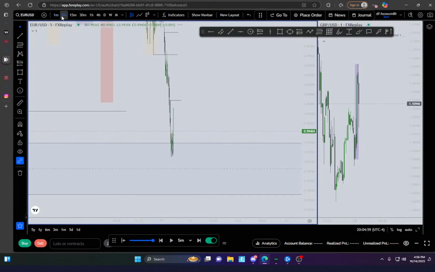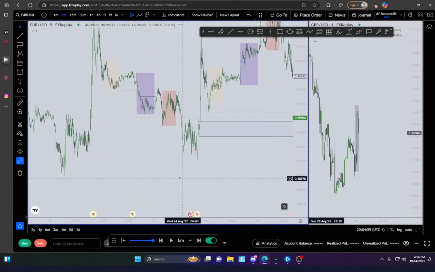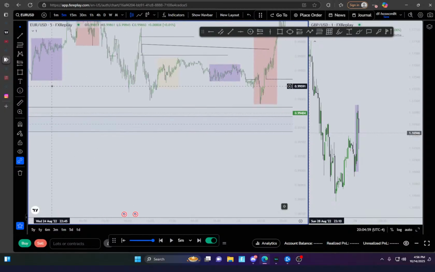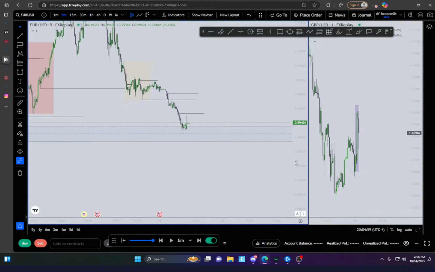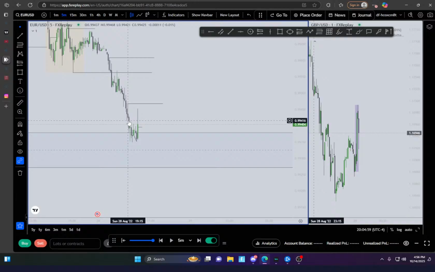But I keep on missing out on my trades though. You know what I'm saying? I keep on missing out on my trades, all because I keep on trying to refine stuff. But we have that change of state, fill that inefficiency.